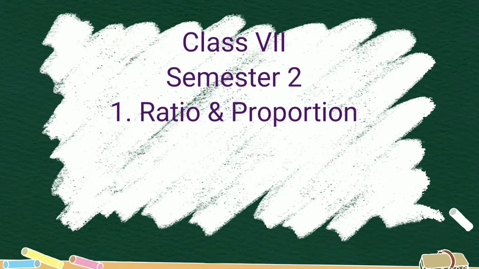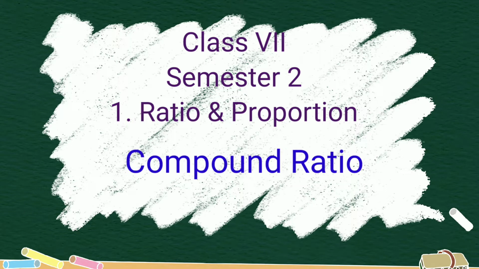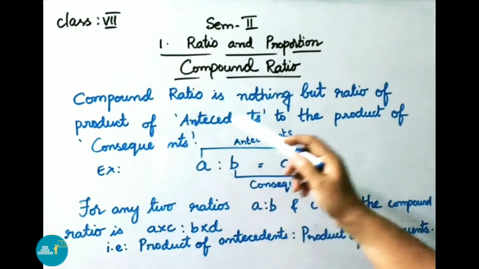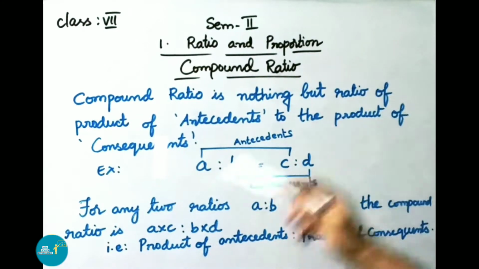Today we are going to learn class 7, semester 2, first chapter, ratio and proportion, compound ratio. Let us see the definition of compound ratio. Compound ratio is nothing but the ratio of the product of antecedents to the product of consequents.